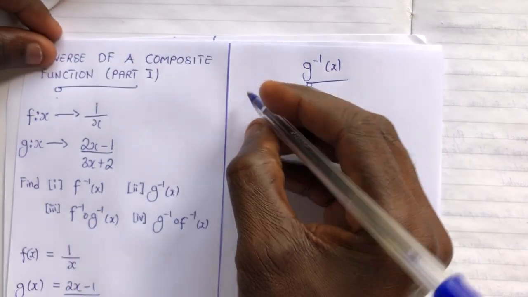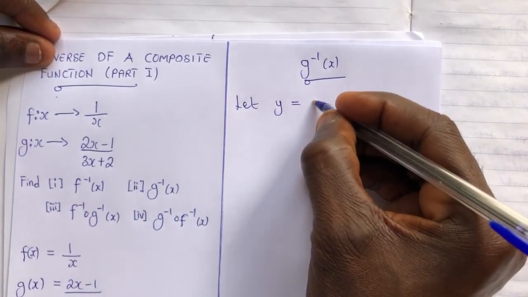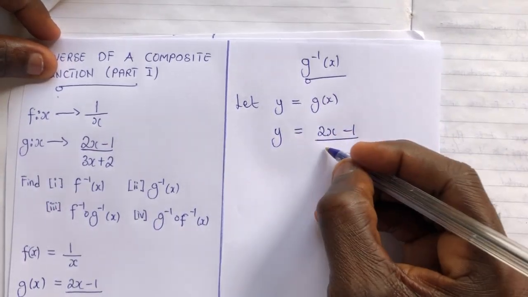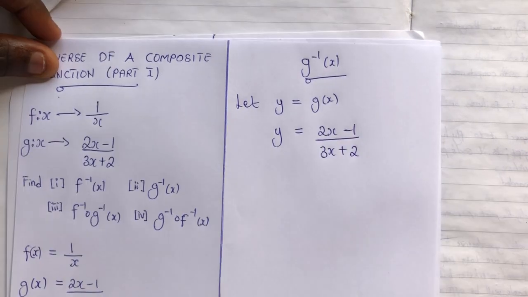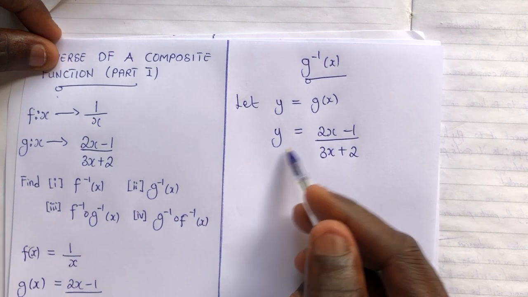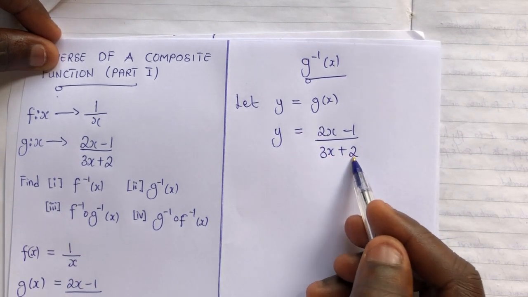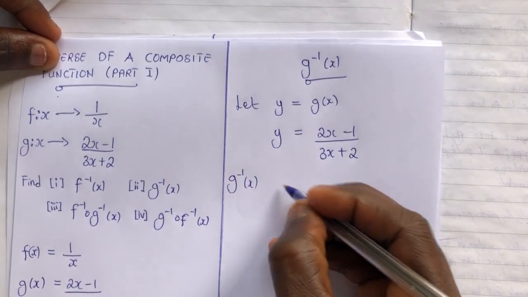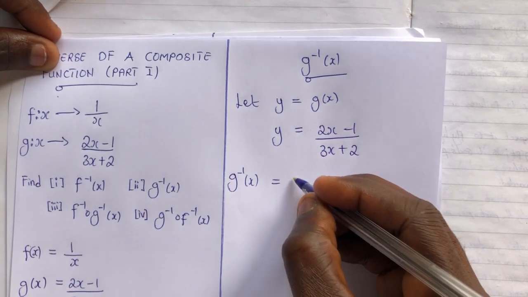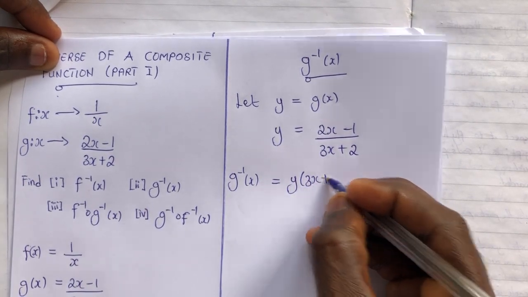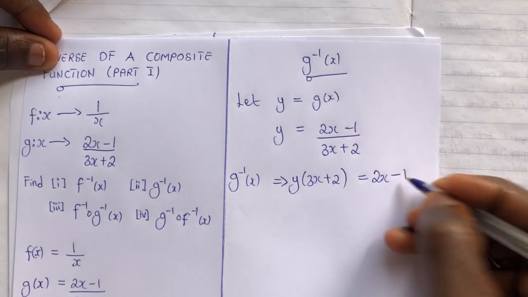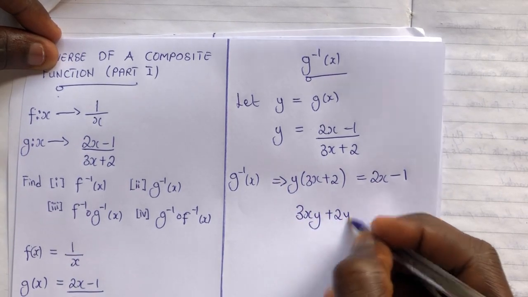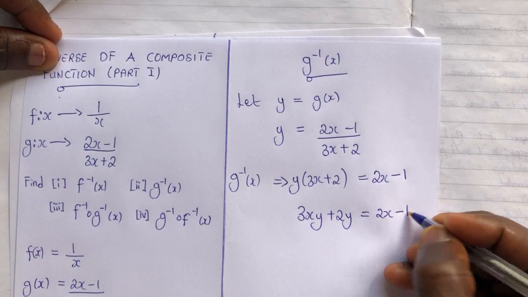x. And the next question is to find g inverse of what? x. So first we say let y be equal to g of x. g of x is 2x minus 1 out of 3x plus 2. The next step, we learned that we can cross multiply here, or multiply through by 3x plus 2. When I cross multiply, I'll get y times the bracket 3x plus 2 equals 2x minus 1. So we will expand the bracket, we have 3xy plus 2y equals 2x minus 1.